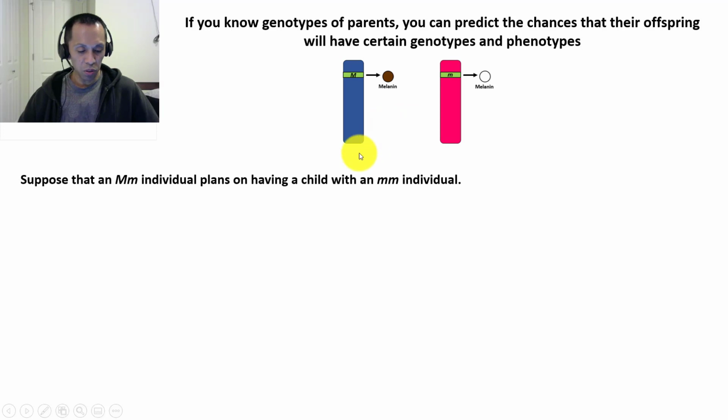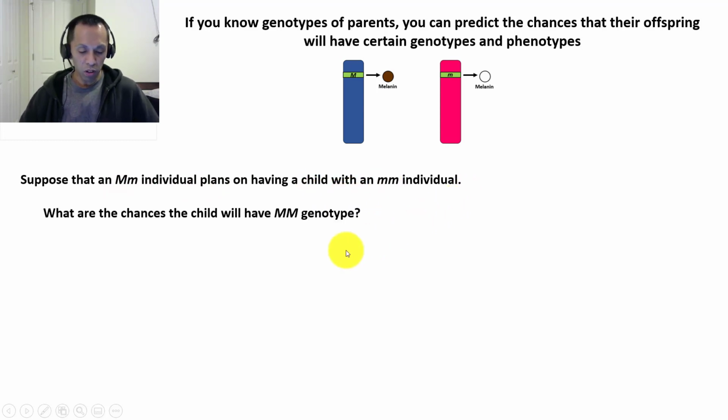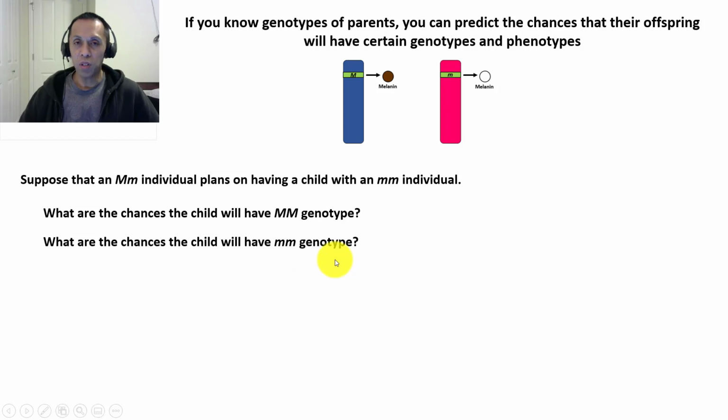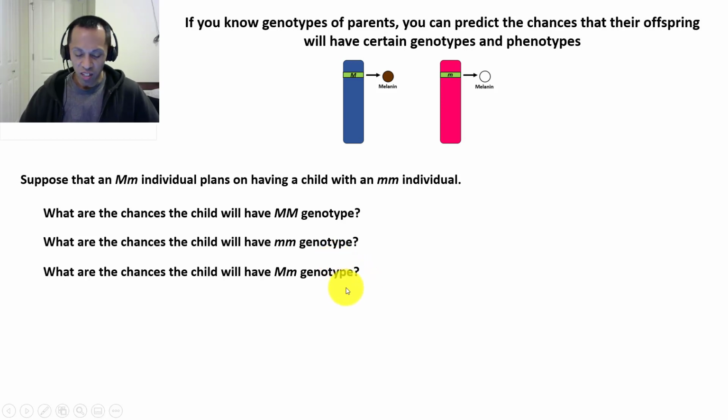So in this example, suppose that a big M, little m individual plans on having a child with an individual whose genotype is little m, little m. If that happens, what are the chances that the child will have a big M genotype? What are the chances that the child will have a small m genotype? And what are the chances that the child will have a big M, small m genotype? In other words, what are the chances that the child will be heterozygous for this trait? To figure this out, you can set up something called a Punnett square.